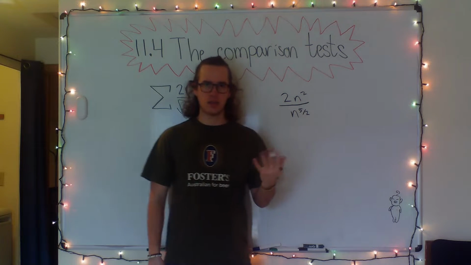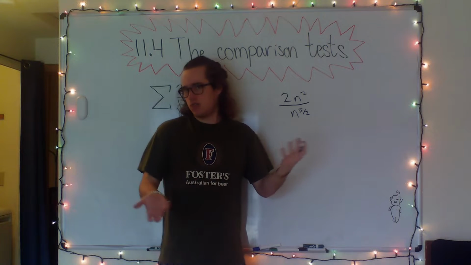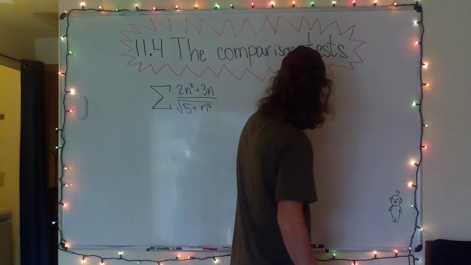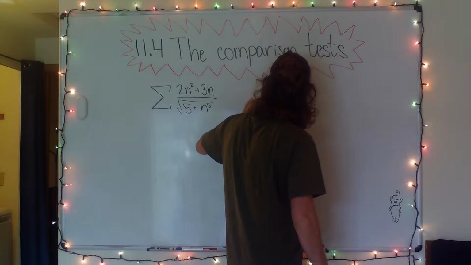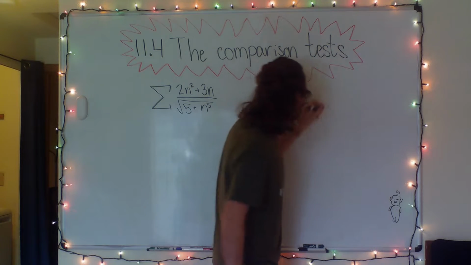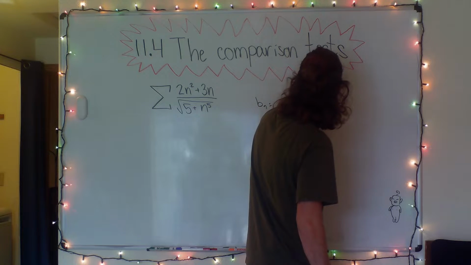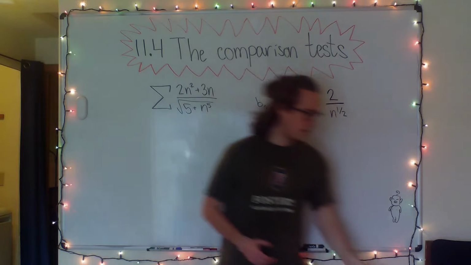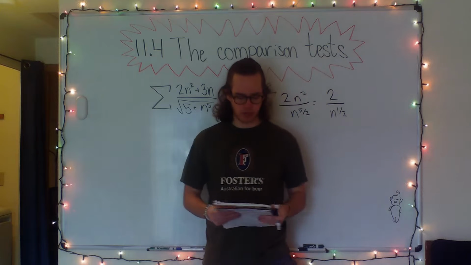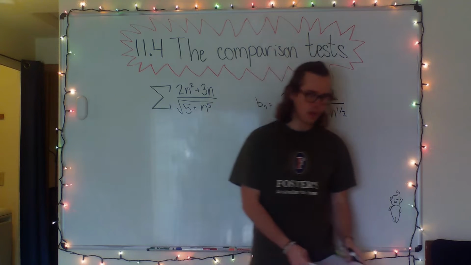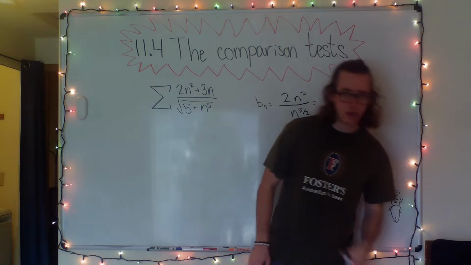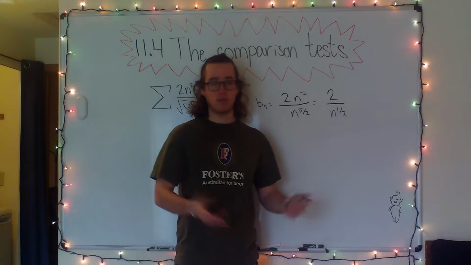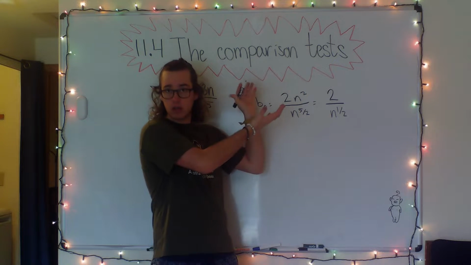Well, then, if we simplify that down a little bit, we can call this Bn, and we can say this is 2 over n to the 1/2. And now we're like, okay, cool, but where do we get the limit comparison test? Well, we get it by just comparing the two. It's almost like this video is called comparing them.